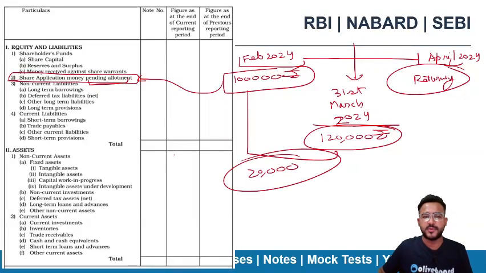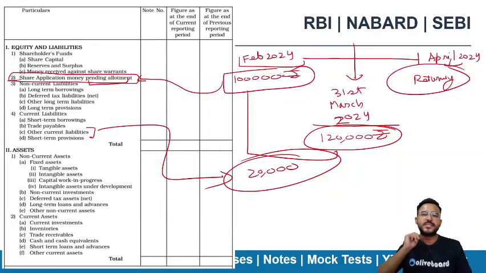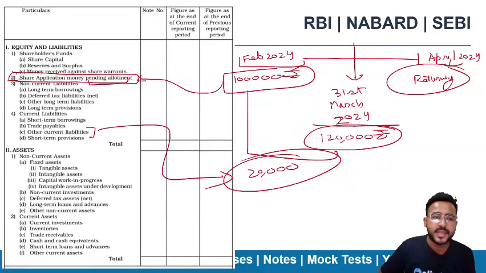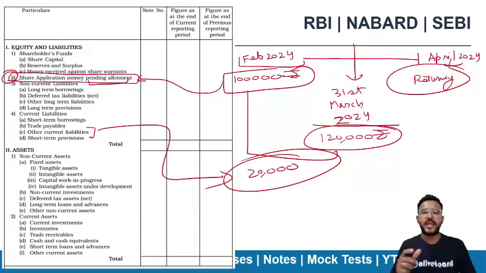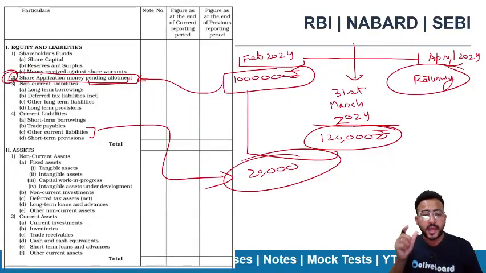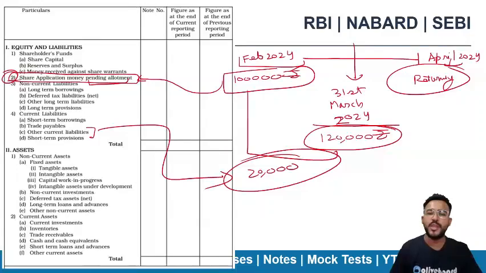What about this excess 20,000? This is your other current liability. This excess 20,000 is your other current liability. You can't show this in the second heading. Your second heading clearly states share application money pending allotment, and you can't allot the excess 20,000. You can only allot 1 lakh rupees. So 1 lakh will go under the head of share application money pending allotment. The rest of the excess 20,000 you need to show in other current liabilities.